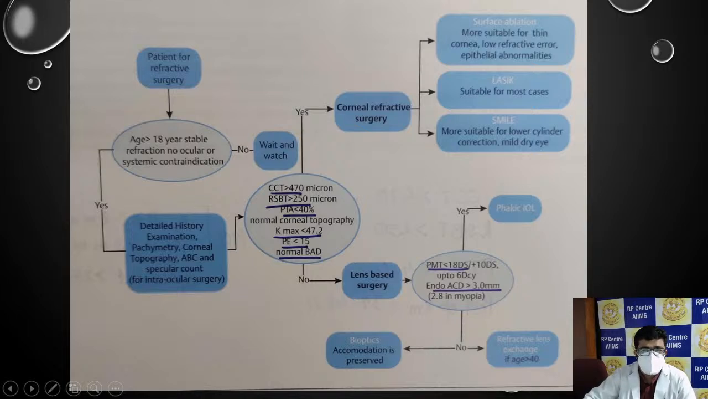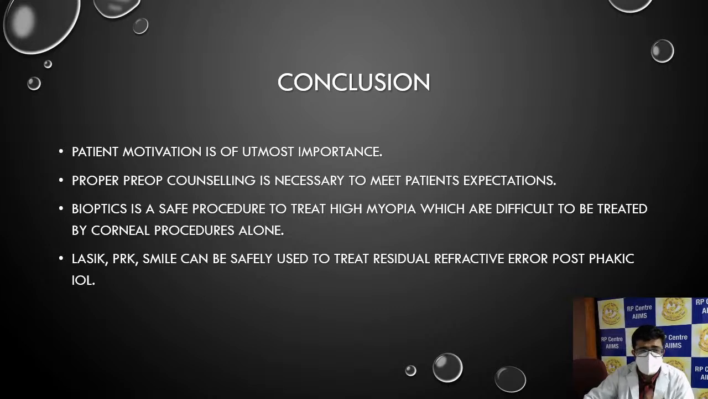Surface ablations are usually done for low refractive errors and epithelial abnormalities. LASIK is more suitable for most of the cases, including high cylinders. SMILE is more suitable for low cylindrical power. And if all these parameters are not good, then you go ahead with a lens-based surgery. If the refractive error is less than 18 diopters and endothelium-ACD is more than 3, then you go with phakic IOL. If not, then you go with bioptics, where the accommodation is preserved in young patients. And if the age is more than 40 years, you go ahead with a clear lens extraction or a refractive lens exchange.